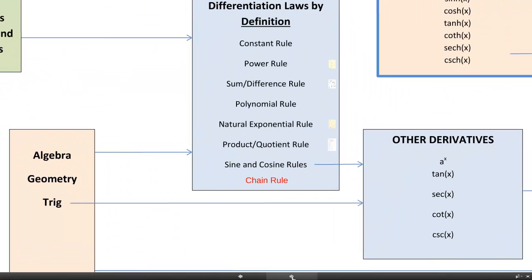After that, after we have this set of basic differentiation laws, we can abandon the definition route and we can just take these differentiation laws and the algebra, geometry, and trig that we know, and we can come up with additional derivatives without having to go back to the definition. So that's a relief.